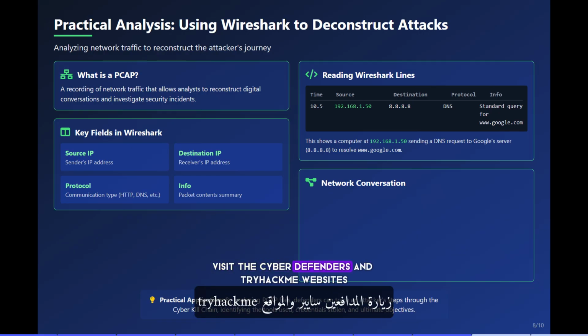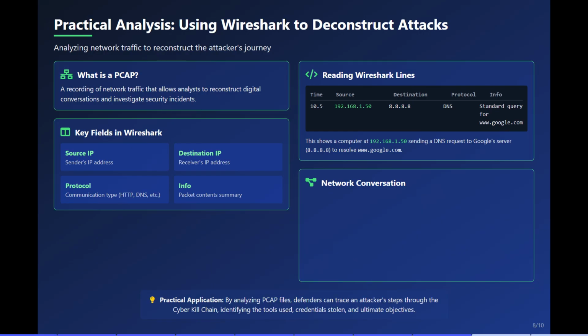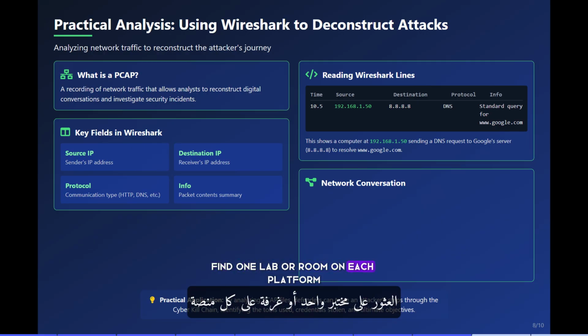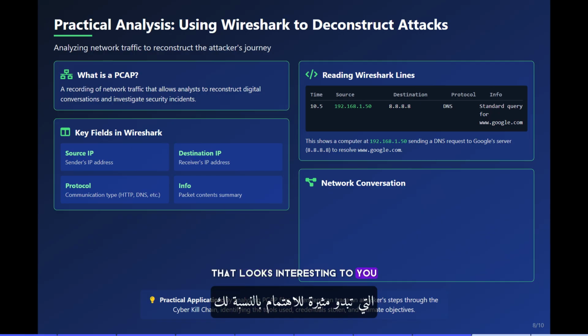Visit the Cyber Defenders and Try HackMe websites. Find one lab or room on each platform that looks interesting to you and is labeled as easy or beginner. This will be your first step after completing this course.